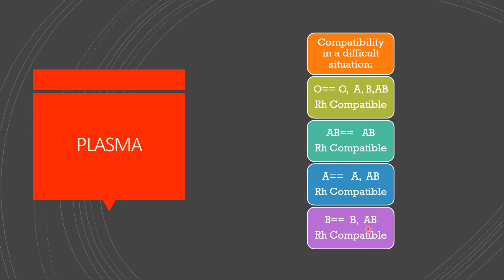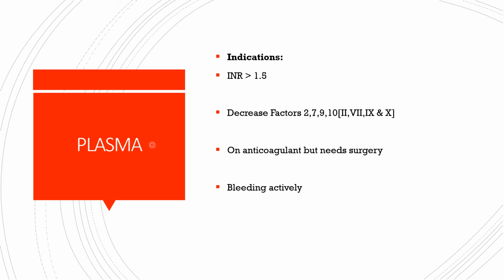So in summary, when we are forced to a corner and compatibility becomes a problem, discuss with your hematologist, discuss with your blood transfusion expert, discuss with other colleagues around, then you can make use of the following as fresh frozen plasma or cryoprecipitate. When do we need plasma? In other words, what are the indications?